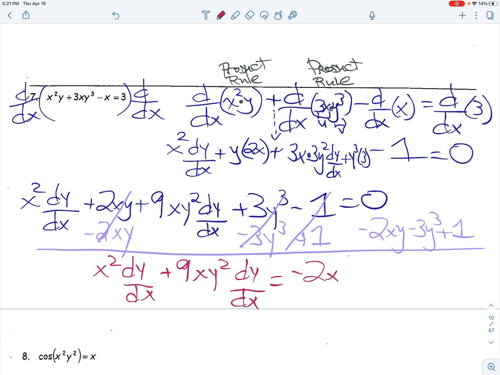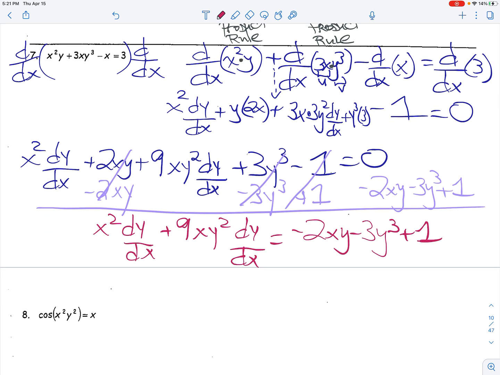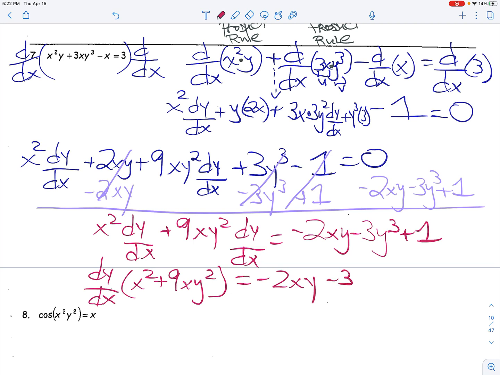I'll have now x squared dy/dx plus 9x squared dy/dx equals negative 2xy minus 3y cubed plus 1. All right, and here we go again. Factor out the dy/dx from both terms here. That'll be x squared plus 9xy squared as your remaining factor.